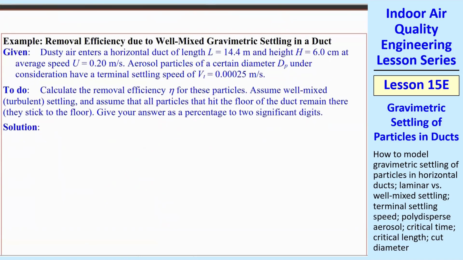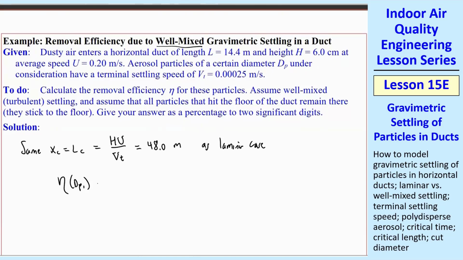Let me just do a quick example with this time well-mixed. Exact same example we had for the laminar case. I'm just doing the well-mixed now. So we have the same XC or LC as before. We're talking about the same particles, the same VT, everything's the same. So this before was 48.0 meters, same as the laminar case. But now eta at this dP1, if we want to call it that, is 1 minus exp, negative x over xc, or in terms of the actual L's of these ducts, the lengths of the ducts.